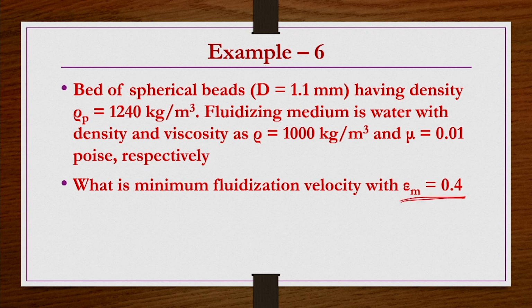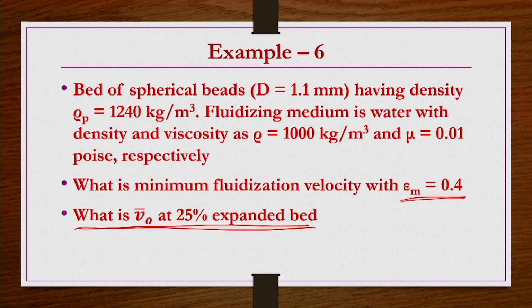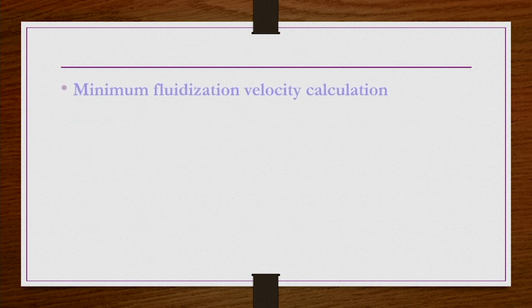Indeed, up to this part we have already calculated in one of the example problems, but here again we need to calculate because that is required for the next part of the problem. The next part is: what is the superficial velocity if you want to have a 25% expanded bed. Let us say the initial bed is 1 meter. If you want 1.25 meters of bed height, how much superficial velocity should you provide, and what is the corresponding voidage, that is what you have to find out.